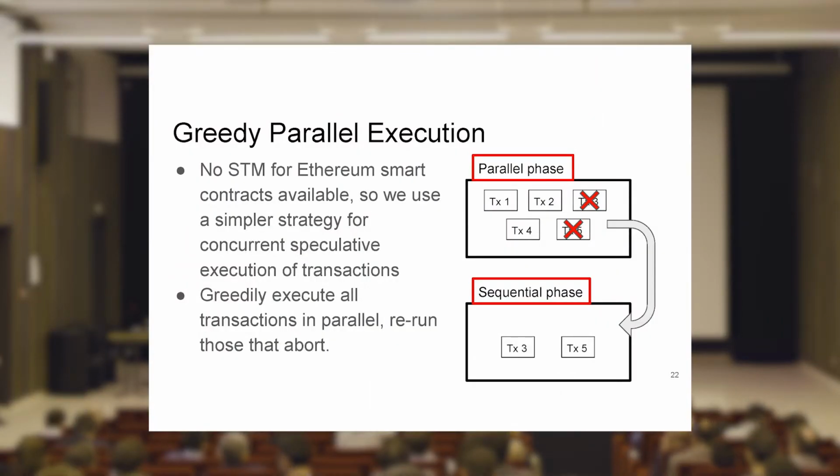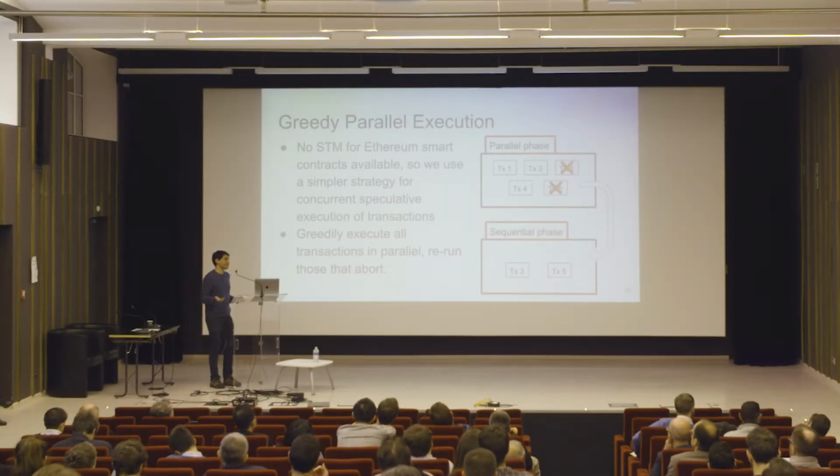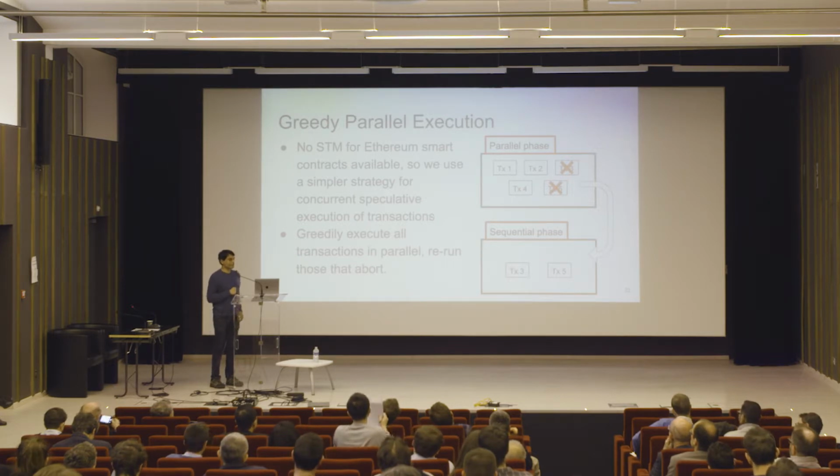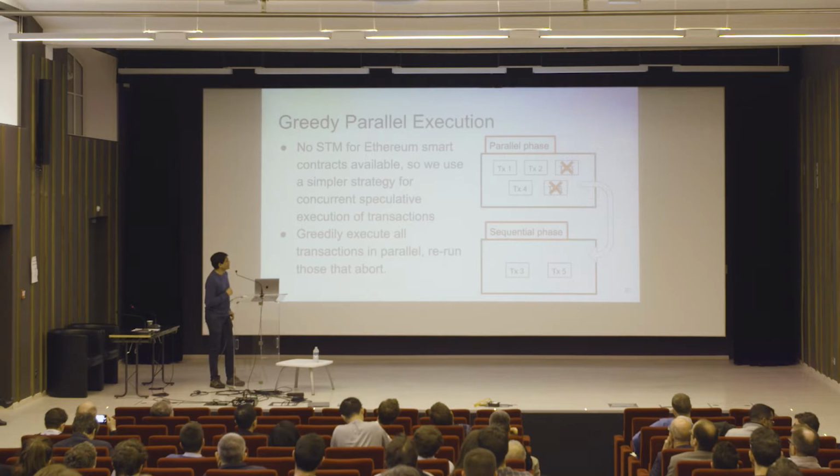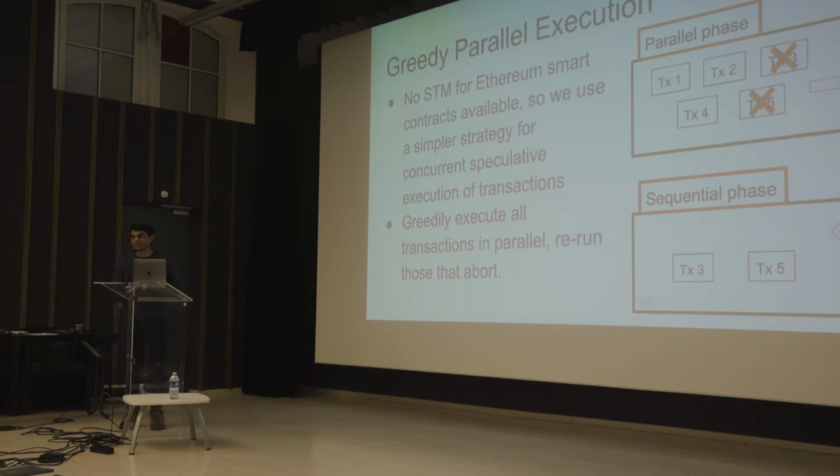So the idea, given these transaction traces, since we don't have software transactional memory for EVM bytecode, we just use this simple strategy of greedily executing all transactions within a given block in parallel, and look for conflicts along the way. And if any transaction raises a conflict during its execution, then you just abort that transaction and defer it into a subsequent sequential phase. So for example, transactions 3 and 5 say they have conflicts and they abort to the sequential phase.